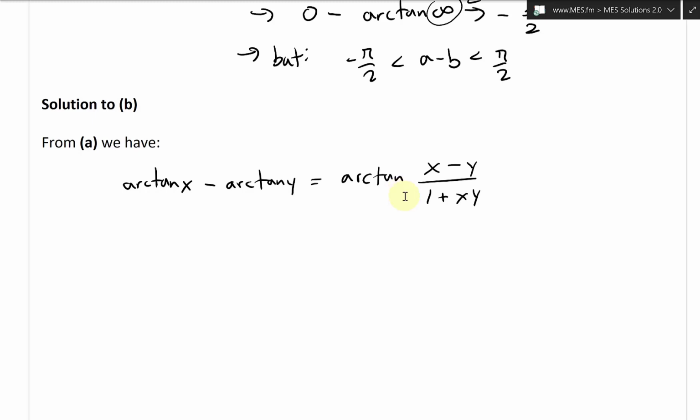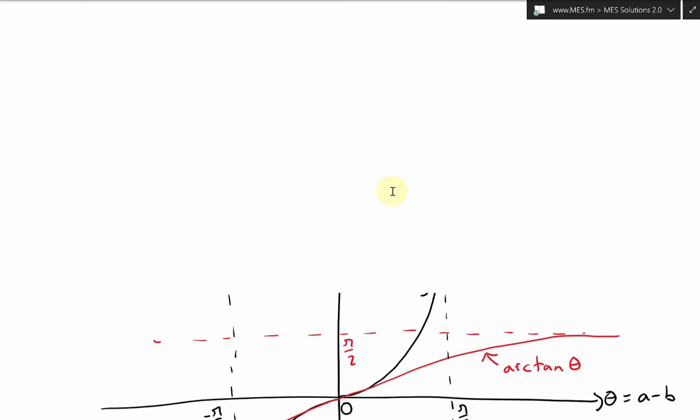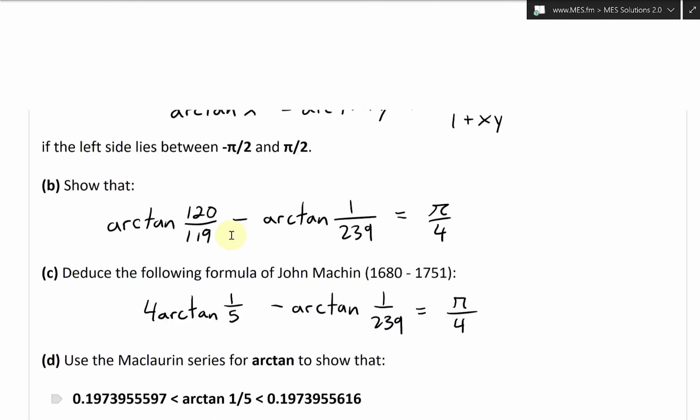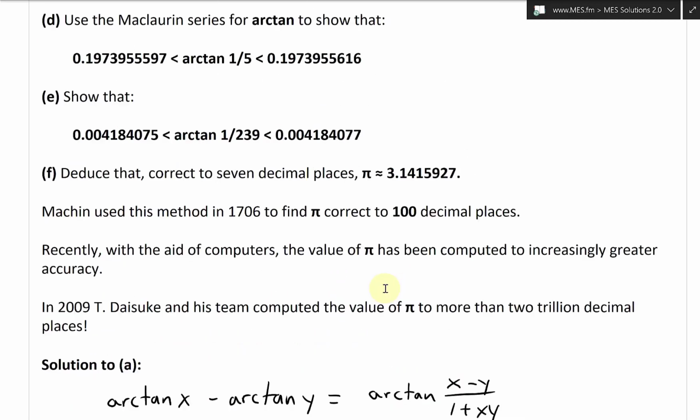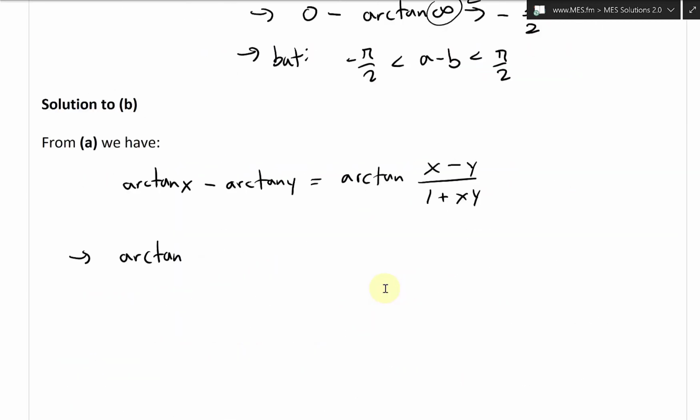And now we're going to replace x with arctan of 120 over 119, and then minus arctan of 1 over 239 equals pi over 4. So let's go back here: arctan of 120 over 119 minus arctan of 1 over 239. This equals, so we have that. Now we can just add those terms.